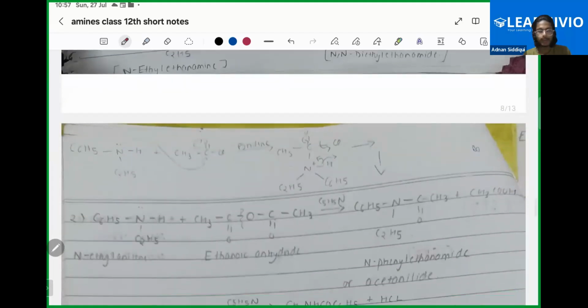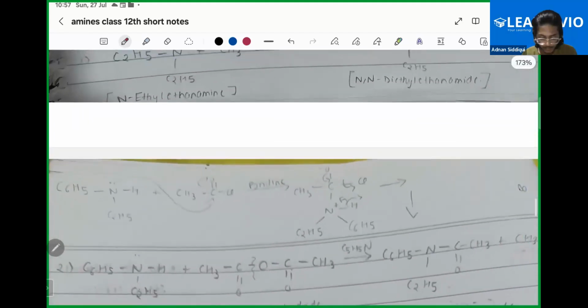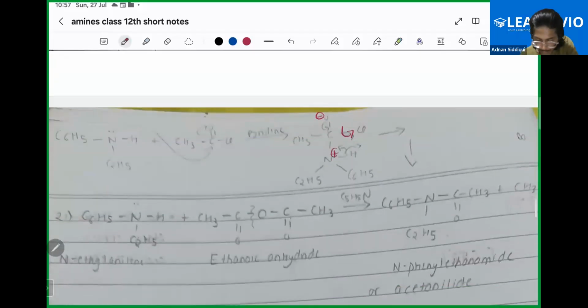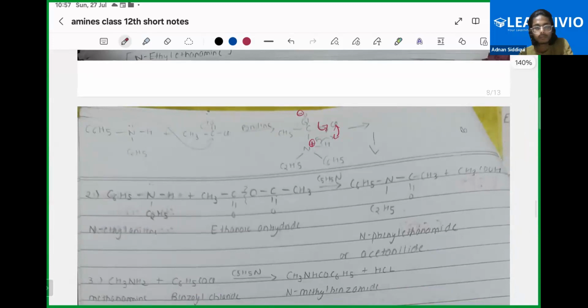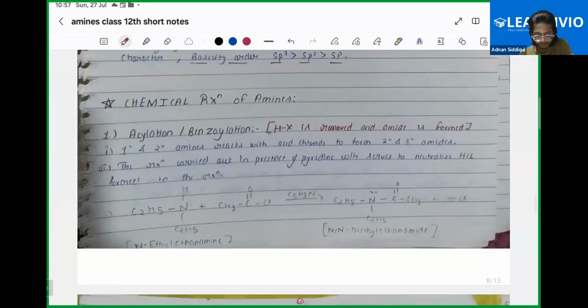The mechanism is as follows. This will attack here. The nitrogen, the oxygen will have a negative charge. Then this negative charge will be again pushed back into the bond, and this chlorine will be removed as a leaving group. Now this nitrogen will sacrifice this hydrogen and it will combine with this chlorine in form of HCl, and we will have our product. That's it. Okay.